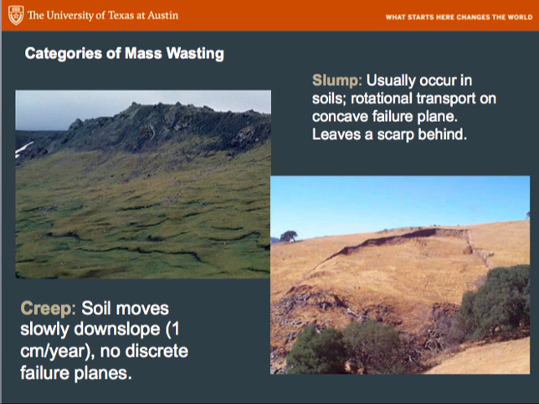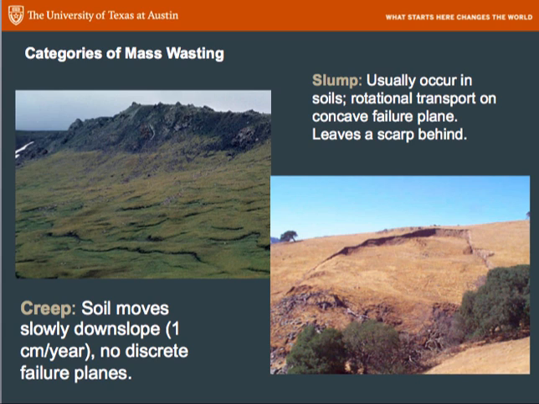There is also something called slump, which is shown below the word slump, where a large piece of the hillside drops down and slides as a large hunk of land. Usually there's some sort of rotation involved in the position of the rock material as it leaves, and so there's often a concave surface that it's sliding on, and it leaves a scarp behind.